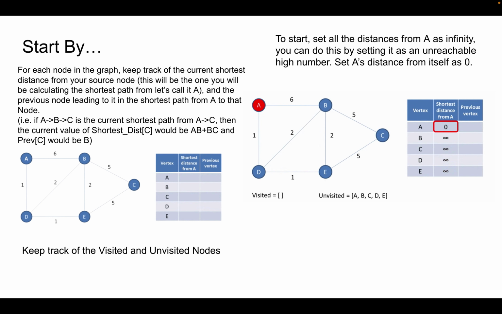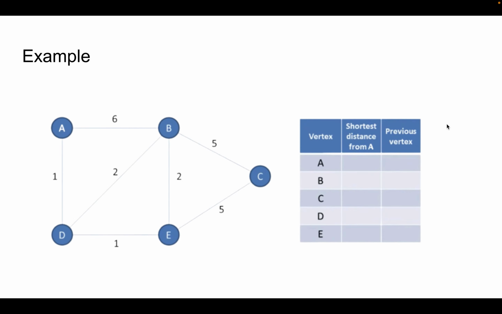For each node in a graph, keep track of a current shortest distance from your source node. Let's call the source node A. So we have an array, shortest distance from A. We also have an array, previous vertex, which can be used to construct the shortest path tree. Basically, we just keep letters in this case, right? So everything we set in the shortest distance from A array is infinity, except for A, which is 0 from itself. Now, here's an example with the algorithm.